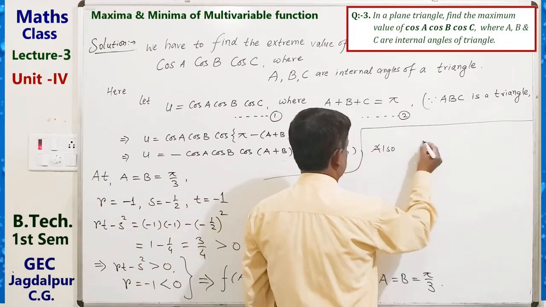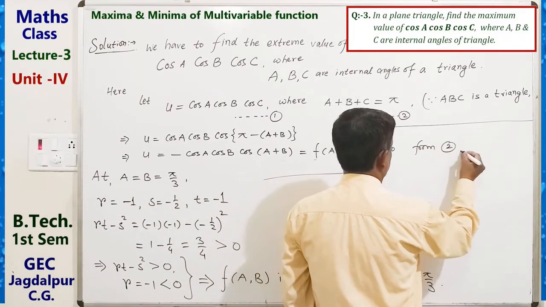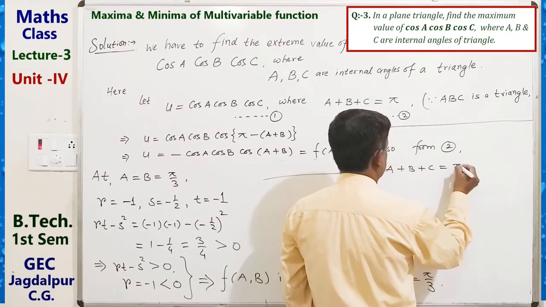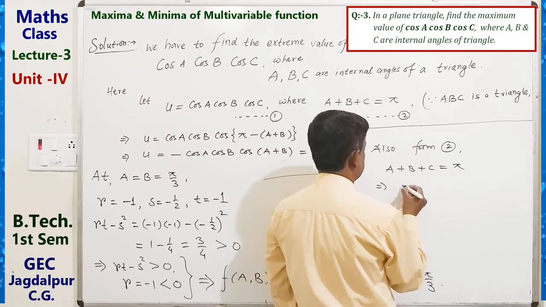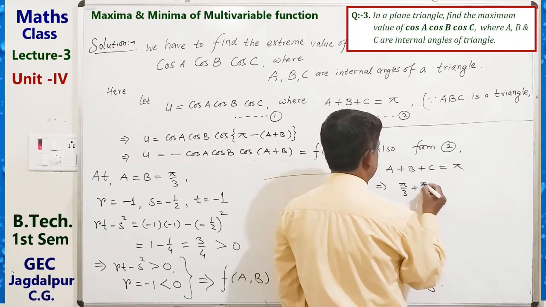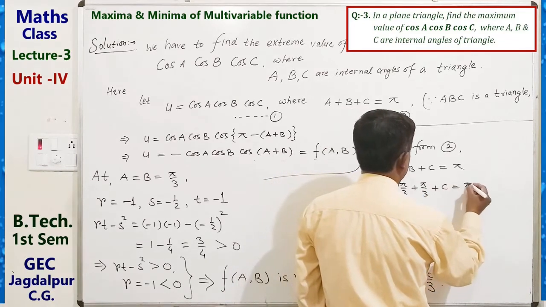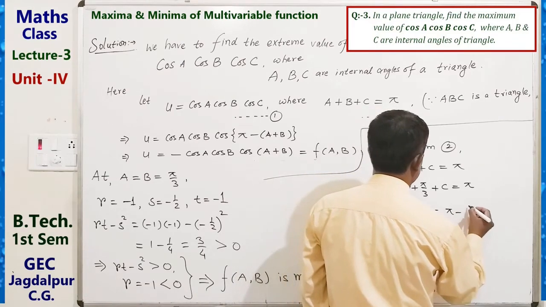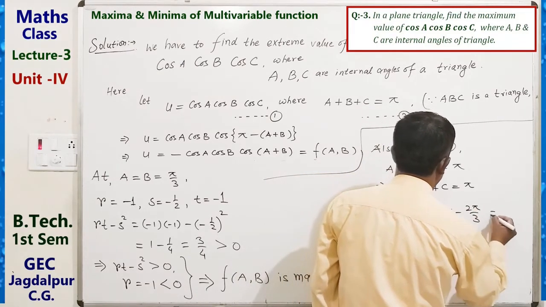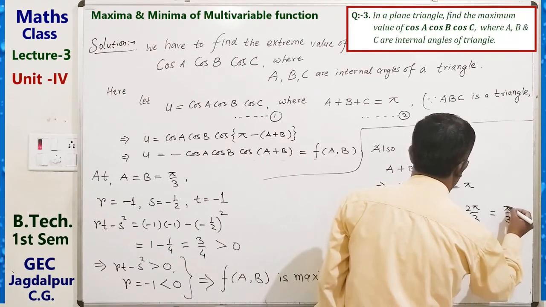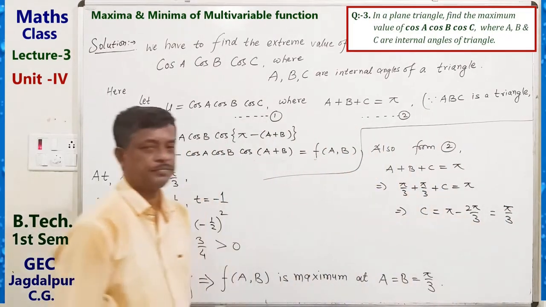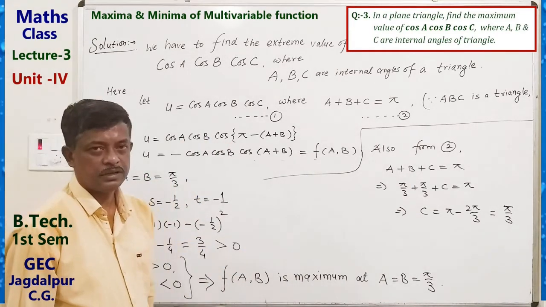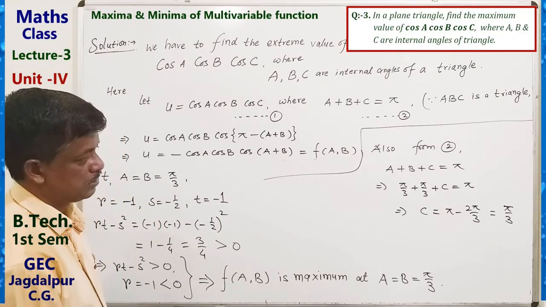Also from A plus B plus C equals pi, this implies pi by 3 plus pi by 3 plus C equals pi, which implies C equals pi minus 2 pi by 3, which is pi by 3. So C equals pi by 3 also. Pi minus 2 pi by 3 means pi by 3.